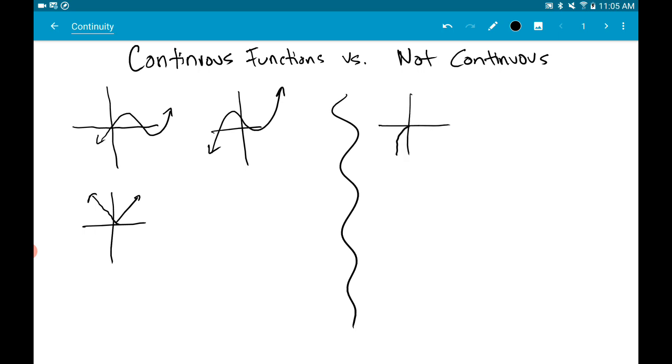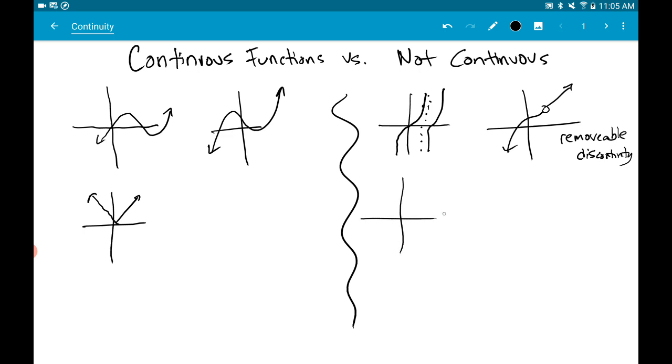Here's tangent. Tangent's got an asymptote. Any function that has a hole in it, it's called a hole. It's also called a removable discontinuity. Right, this first one's an asymptote. And another one that comes up sometimes when you have a piecewise function is maybe you have a jump. This is actually called the jump discontinuity.